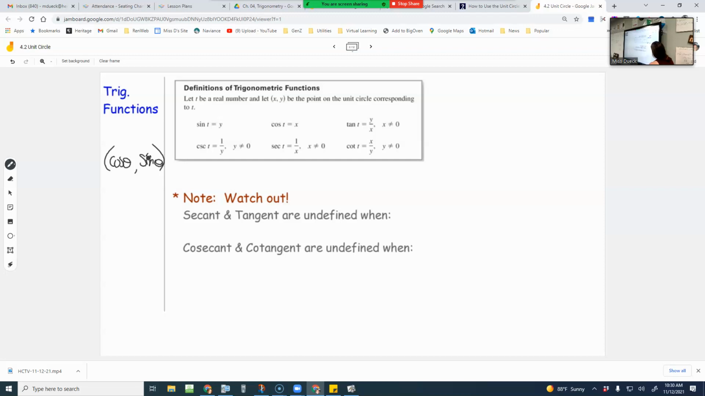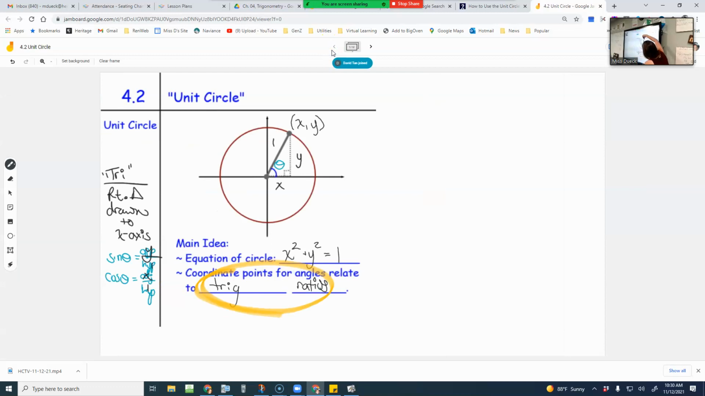So as a result, we can define sine to be y, cosine to be x, tangent, which is sine over cosine, to be y over x. Or if you want to think about it, SOHCAHTOA, if you want to, instead of memorizing those, draw a triangle. Cosine is x over 1, sine is y over 1. Tangent is SOHCAHTOA, opposite over adjacent, y over x.